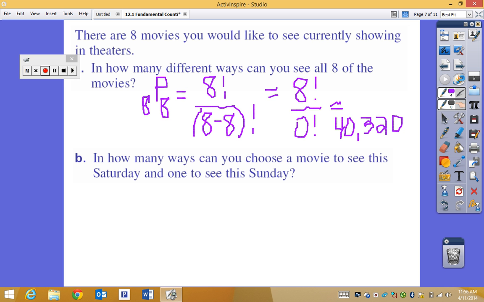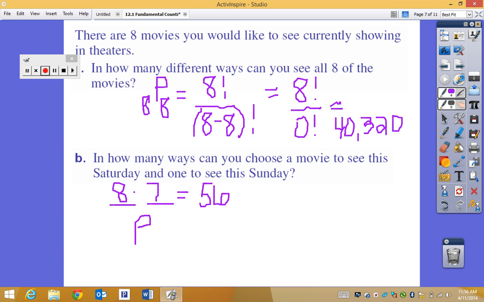In letter B, it says how many ways can you choose a movie to see Saturday and 1 on Sunday? Well, if there are 8 movies, I can see 1 of those movies on Saturday, and once I've watched one of those, I have 7 choices left for Sunday. That would be 56 different ways I can see the movie using the fundamental counting principle.